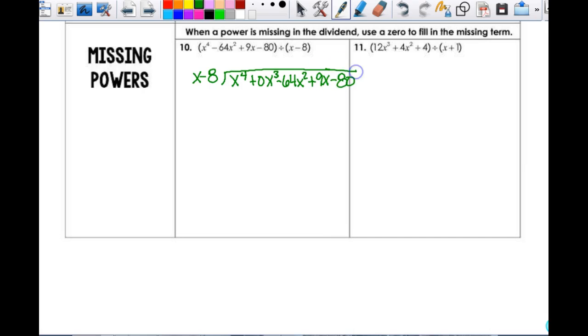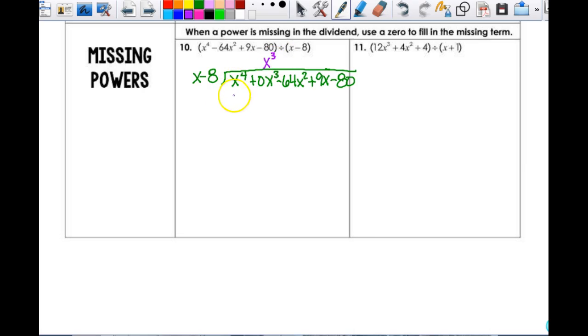So you're missing terms, you're missing powers, you have to make sure you have those placeholders. If not, it throws everything off and then your answer is just wrong. And at some point, you're probably making stuff up because it doesn't work anyway. All right, so then I treat it the exact same way I did all the rest, right? X divides into x to the 4th, and what do I get? X cubed. And see, if I didn't put that placeholder in there, I would have no place to write that because I have to write it above the x cubed term.